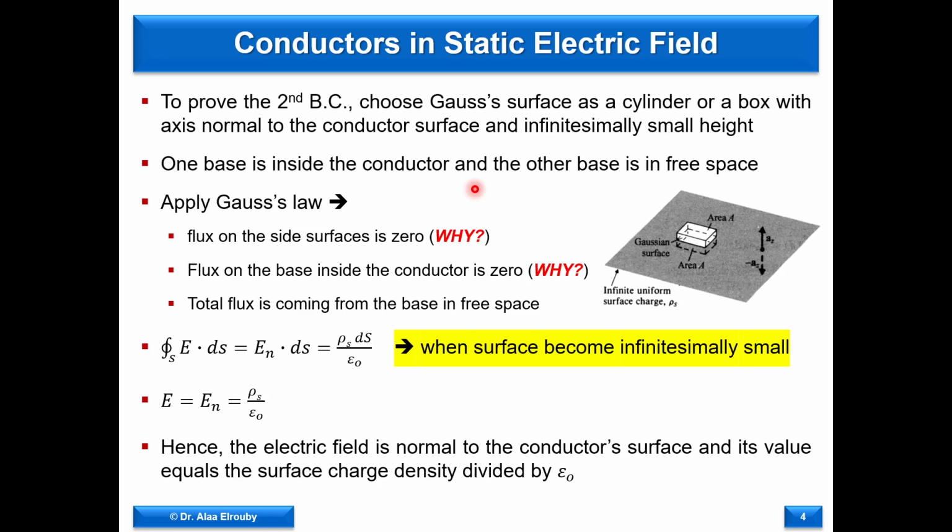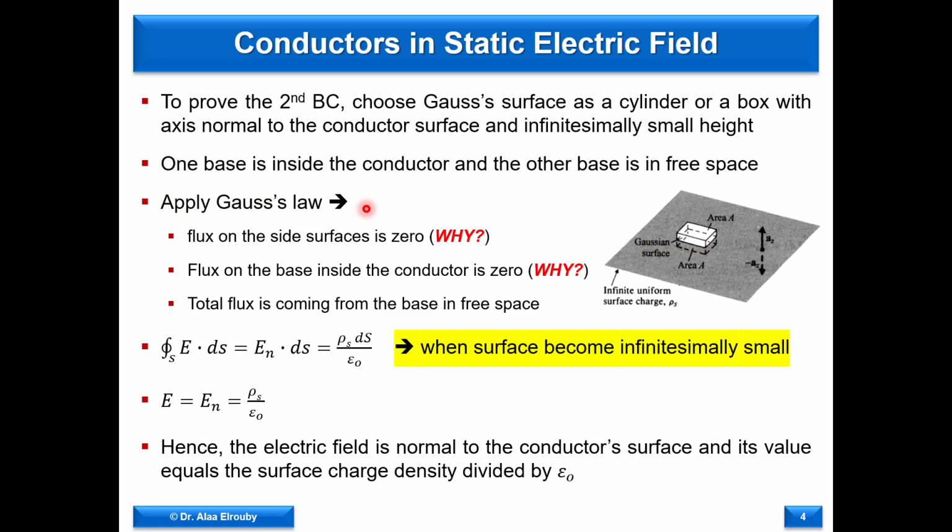So to prove the second boundary condition, we need to choose a Gaussian surface that has an axis normal to the surface. We can choose a cylinder or a box, but its axis is normal to the conductor surface, and its height is infinitesimally small. One base will be inside the conductor, and the other base will be immediately above the boundary between the conductor and air. So it is in air directly above the boundary. The other base is directly below the boundary inside the conductor.